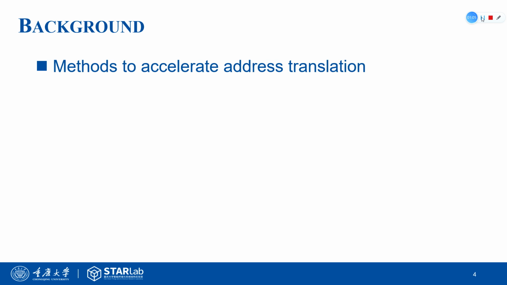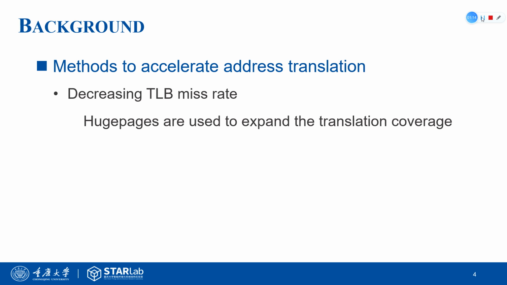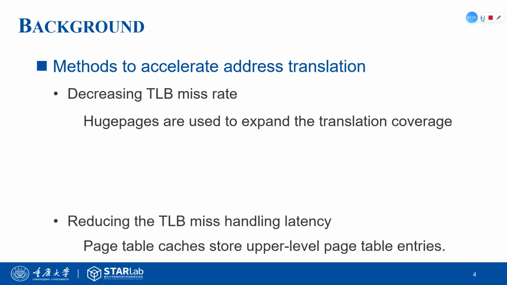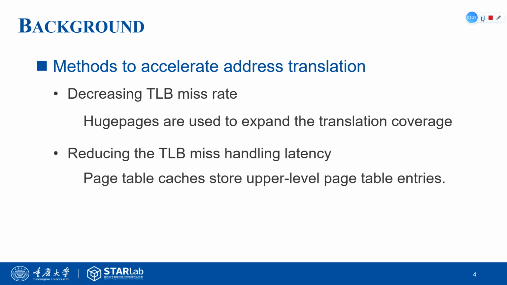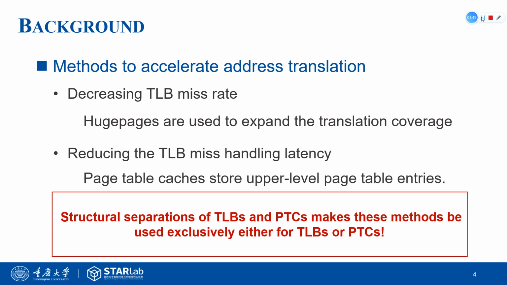Previous work focused on two ways to improve the performance of address translation. The first is to decrease the TLB miss rate. For example, huge pages are used to expand the translation coverage of TLBs. The second focuses on reducing the TLB miss handling latency. For example, page table caches are used to store upper-level page table entries to reduce the latency of page table walks. These methods are used exclusively either for TLBs or PTCs. We believe that the structural separation between TLBs and PTCs limits the acceleration of address translation.